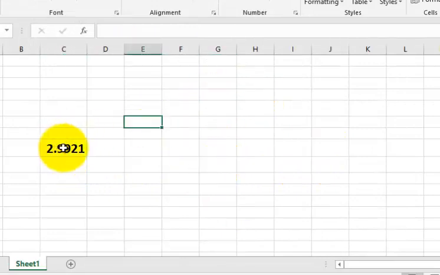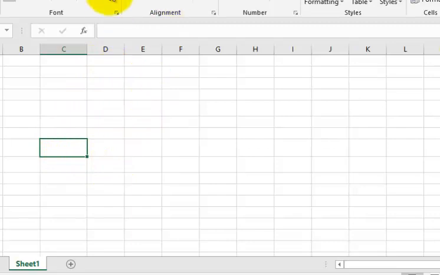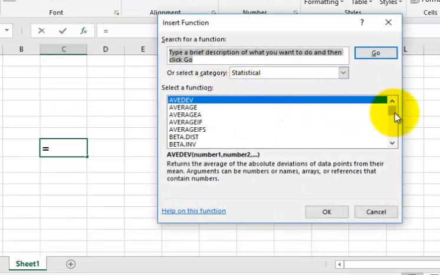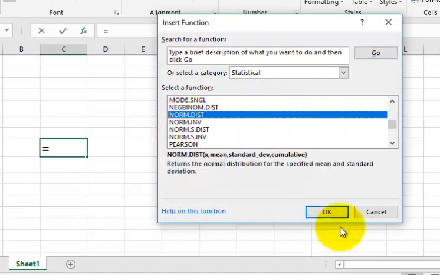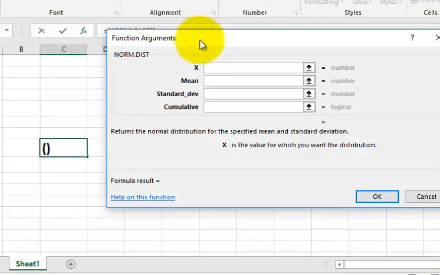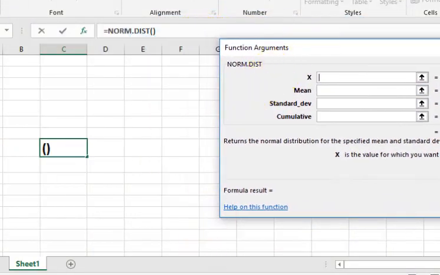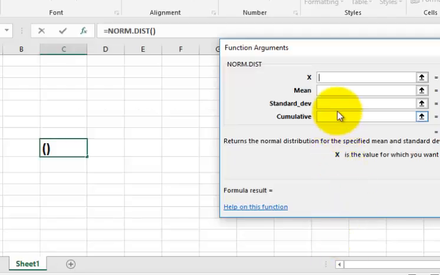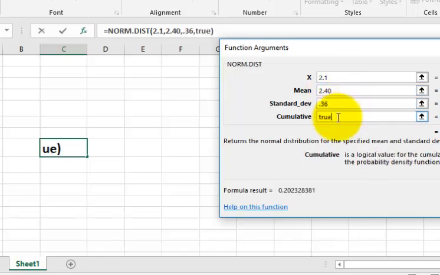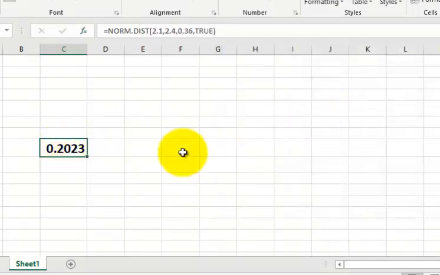And we're just going to pick a cell, any cell. Let me get rid of this, not to confuse you. So we would look for norm dist again. Equals norm dist, no S, norm dist. There you are. Boom. And again, you go with the smallest value first, which was, I already forgot, hold on, 2.1. And the mean is 2.40, and the standard deviation is 0.36. And of course, this is true, true, true. Hit OK. So there's the smaller value.